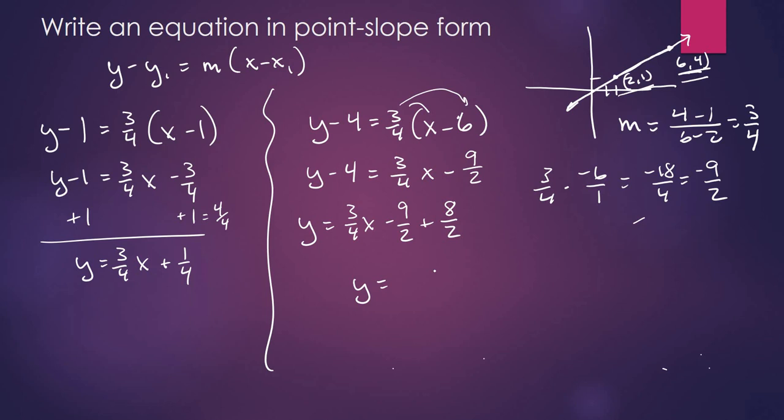What did I do wrong? Who can find my mistake? Because these should end up being the same thing. So 3/4 minus 6. 6 times 3 is 18. 18/4 is negative 9/2. Add 8/2. Oh, look at way back here. Oh, I hope you caught this.